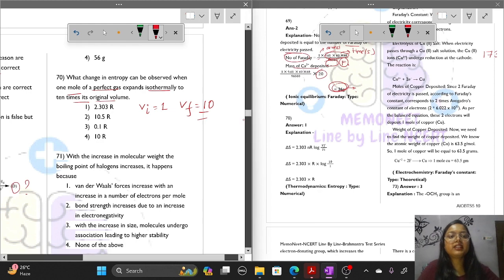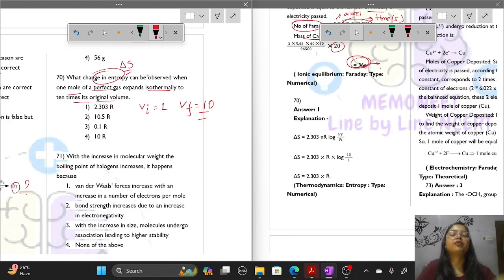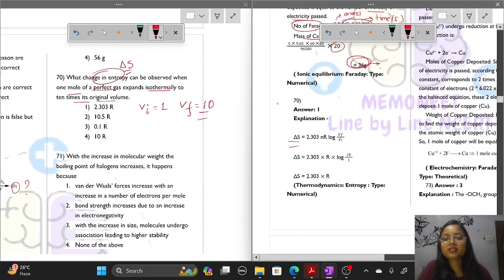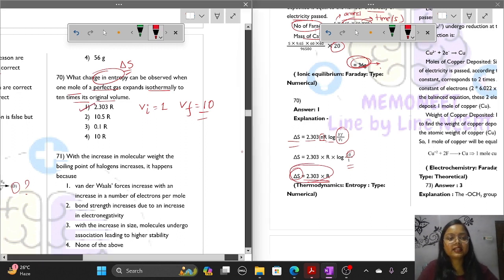So for calculating the change in entropy, which means it is delta S. The symbol of entropy is S, right? Change in entropy, automatically it becomes delta S. So delta S equals 2.303 nR log of V final by V initial. So n value is 1, V final we have taken as 10 and V initial is 1. So delta S value comes out to be 2.303 into R, which means the first option is the correct answer.